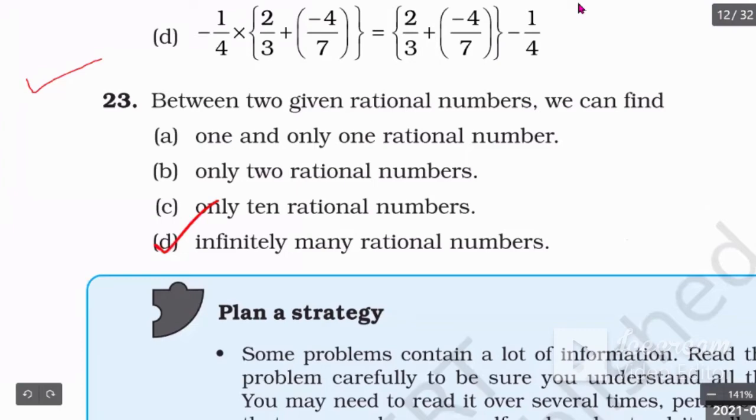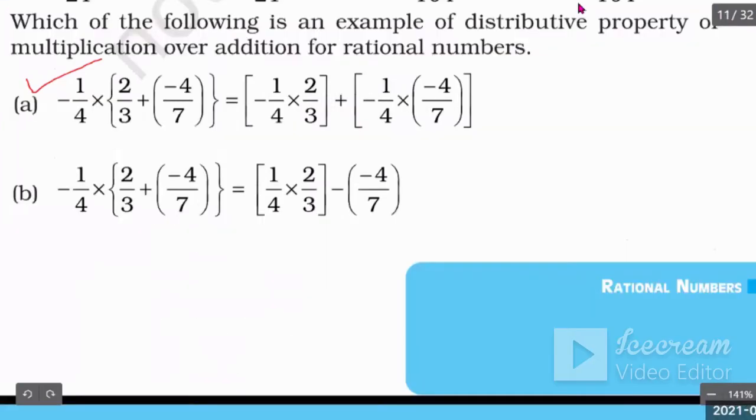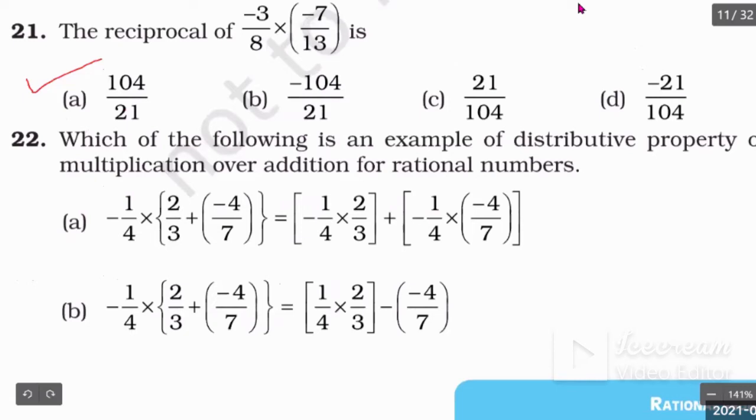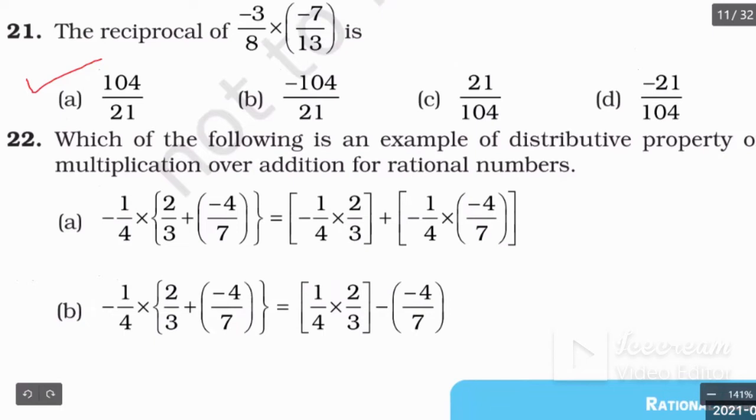Okay. Now, this is the question. Which of the following is an example of distributive property of multiplication over addition for rational numbers? Distributive property of multiplication over addition. Which one? Option A is the correct answer.